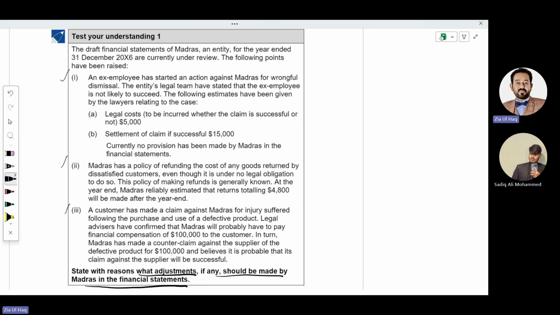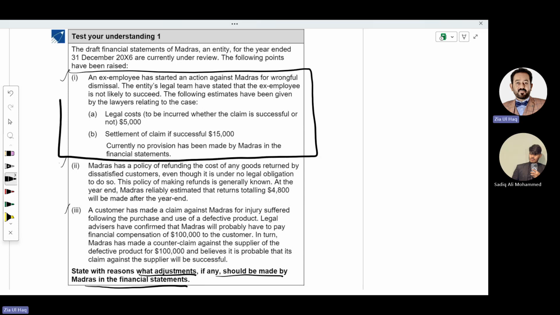The draft financial statements of Madras, an entity, for the year ended 31st December 2026 are currently under review. The following points have been raised. Can you read number one and see whether there is a chance of provision or contingent liability by yourself? Giving you 2 minutes.